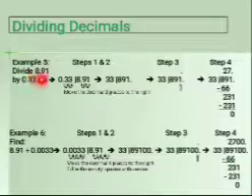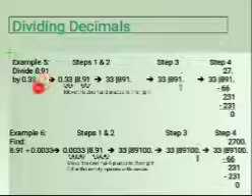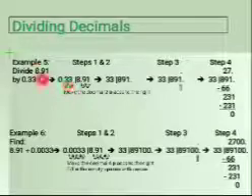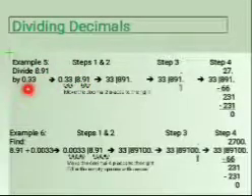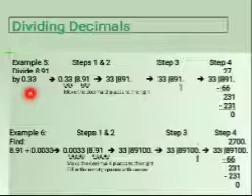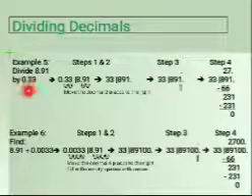Now divide 8.91 by 0.33. Now 0.33 will be the one outside, then 8.91 will be the one inside. Now this time around, we have 2 digits after the decimal point. So in order to get a whole number here, we are going to move this decimal point 2 times. Is that okay? So the first one here, then the second one.